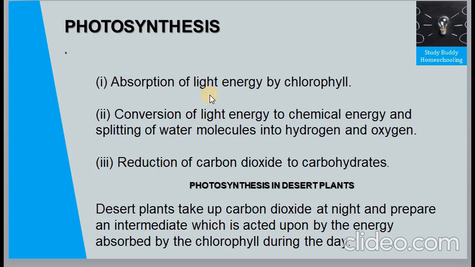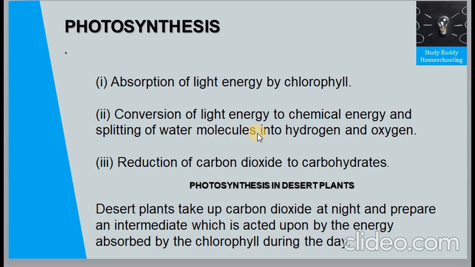First step is absorption of light energy by chlorophyll molecules. The chlorophyll molecules which are present in the leaf absorb the sunlight and get charged up. They receive abundant energy from the sunlight, and that energy is used to split the water molecules into hydrogen ions and oxygen. This splitting of water molecules is known as photolysis of water.